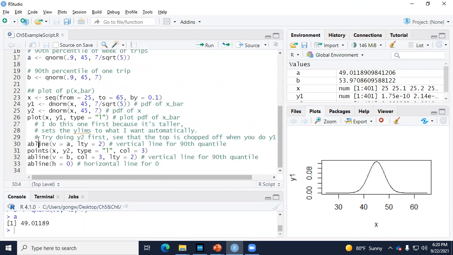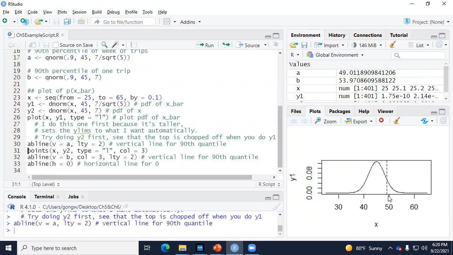I'll put this onto here. So this is our 90th percentile, where you have this area being 0.9. The area on the left of this line being 0.9. That's the 90th percentile located here. So this is for X bar.